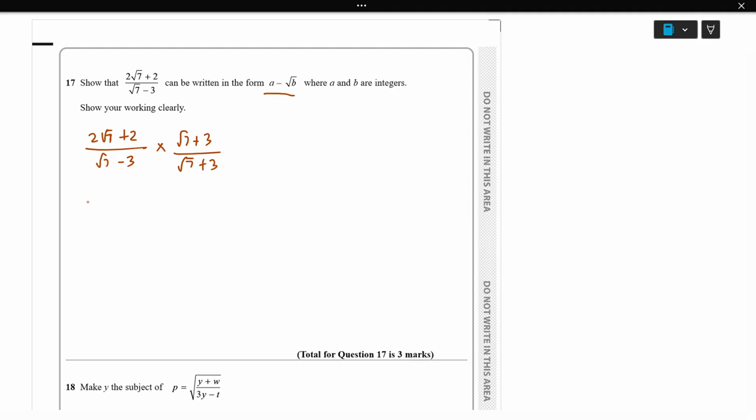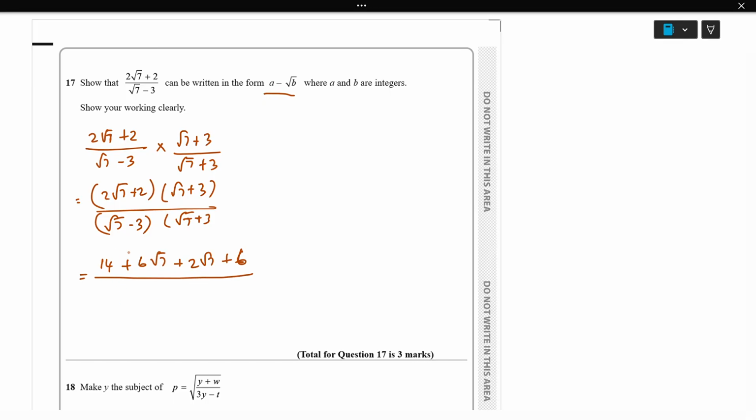So the numerator is going to be (2 root 7 plus 2) times (root 7 plus 3), over (root 7 minus 3) times (root 7 plus 3). Now we have to multiply the numerator. 2 root 7 times root 7 is 2 times 7, which is 14, plus 2 root 7 times 3, which is 6 root 7, plus 2 times root 7 is 2 root 7, plus 2 times 3 is 6.